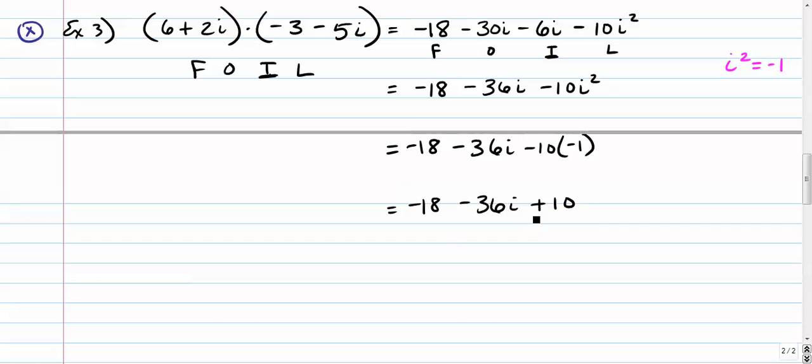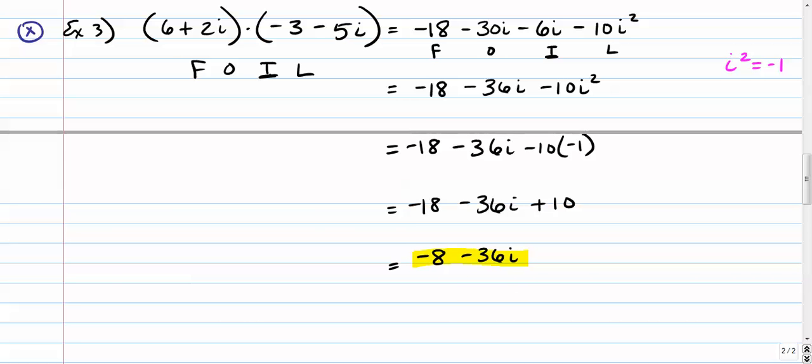That's a plus 10. So this is actually negative 8 minus 36i. Notice that we can't combine real numbers and imaginary numbers by addition or subtraction. We can multiply them together like we did up here. Imaginary times real is basically a combination of the two, negative 6i. And this is going to be our final answer right there.